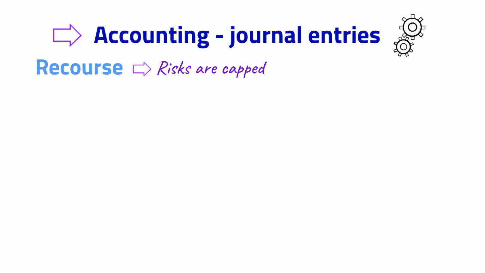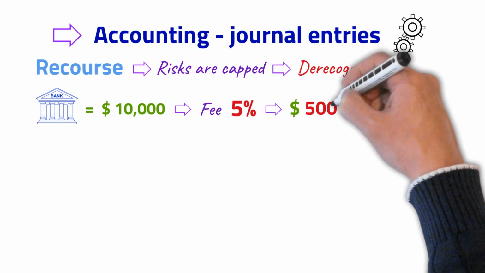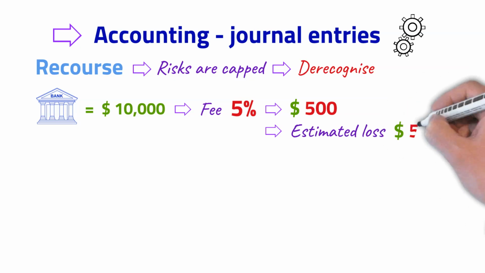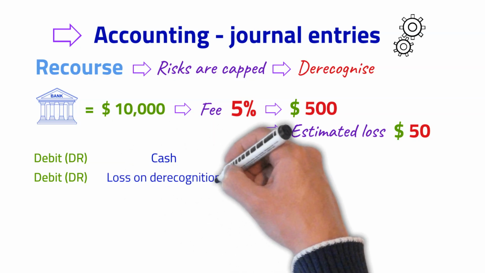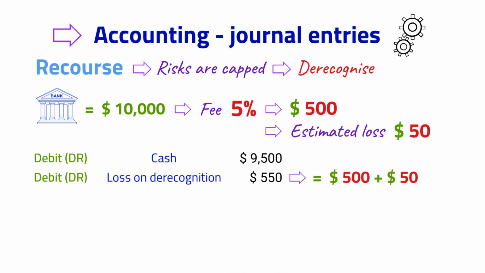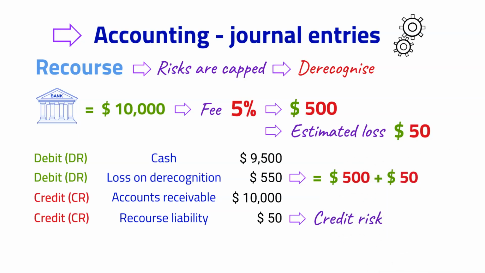Based on the accounting principles, you can still derecognize the receivables, but create an estimated liability for non-payment from customers. Let's sell $10,000 of receivables at the fee of $500 and estimate our potential losses at $50. The journal entries will be: debit cash $9,500, debit loss on derecognition in P&L $550. This will be the fee of $500 and $50 of estimated credit losses. Credit accounts receivable $10,000. We remove all sold receivables. Credit recourse liability or retained credit risk $50.